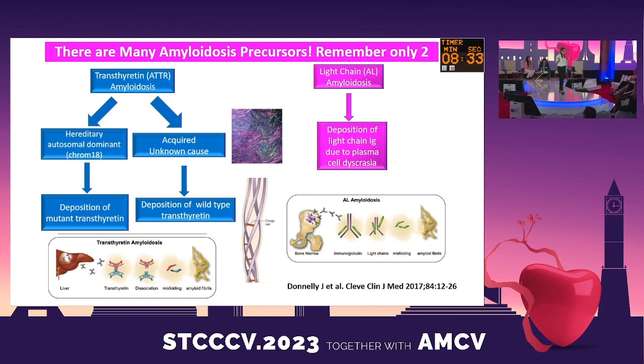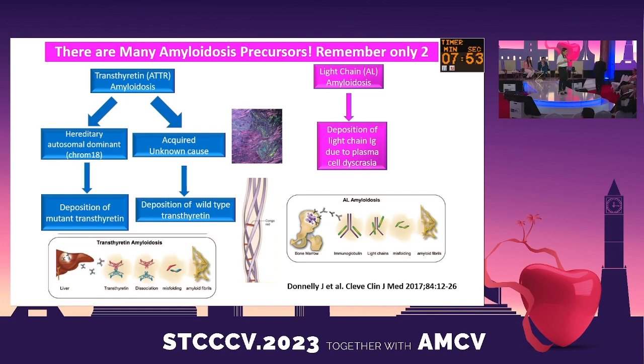There are more than 20 precursors of amyloidosis that can create the disease. I want you to remember only two. On the left side, the blue, the transthyretin amyloidosis, which can be either hereditary or acquired in the elderly. We used to call it senile amyloidosis in the past, which is due to deposition of wild-type transthyretin. And the hereditary one is an autosomal dominant disease, in chromosome 18, due to deposition of mutant transthyretin. Both of these are due to liver abnormalities. It's a liver disease. On the right side, you have the light chain amyloidosis. It's a toxic disease. It's a hematological disease, due to deposition of light chain from plasma cell dyscrasia.